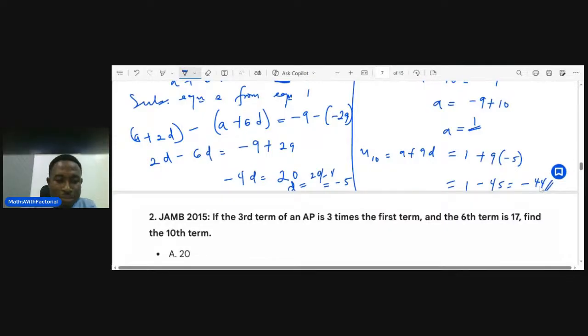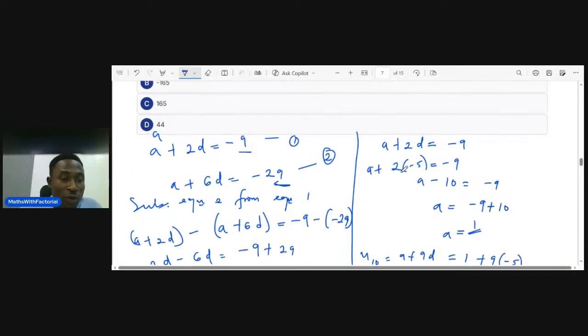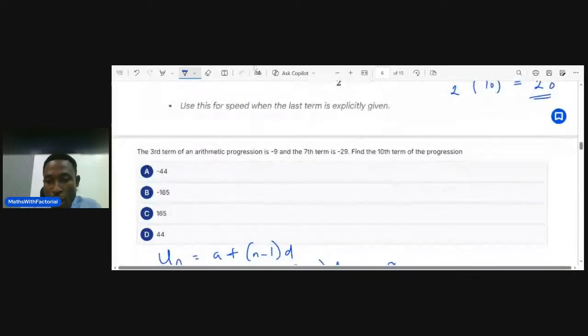Please, if you don't understand, put it in the comments. The reason why I have to skip explaining a lot of that is because I'm pretty sure you understand how I got this. Formula for your nth term is A plus n minus 1d. N here is what? Is 10. 10 minus 1 is 9. That's why you're having A plus 9d there. Okay? So you have your A to be 1, you have your D to be minus 5. Just substitute everything and you're good to go. So A is 1, D is minus 5. And the answer gives us what? Minus 44. That is option A. Please drop it in the comments if you are getting it.